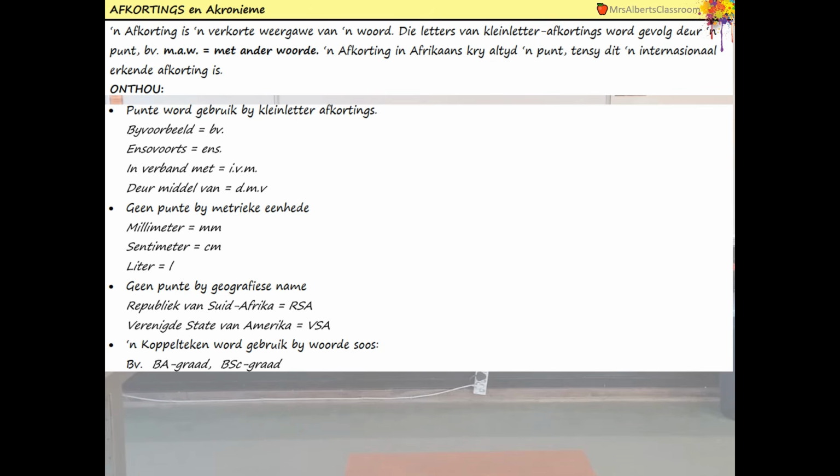We have no full stops with your metric units like millimeter, centimeter, or liter. And also note that centimeter, even though in Afrikaans it's spelled with an S, we spell it with a CM because these are universal metric units. There are no full stops with your geographical names like RSA, FSR, etc. And then you'll use a hyphen, there we go, with your abbreviations where you have an abbreviation coupled with a word like graad.